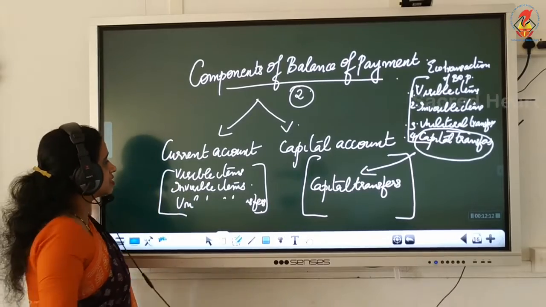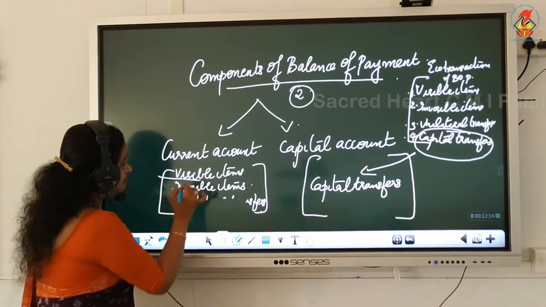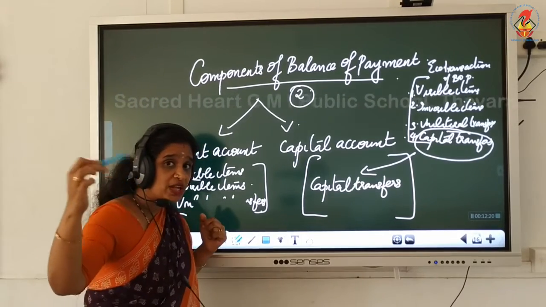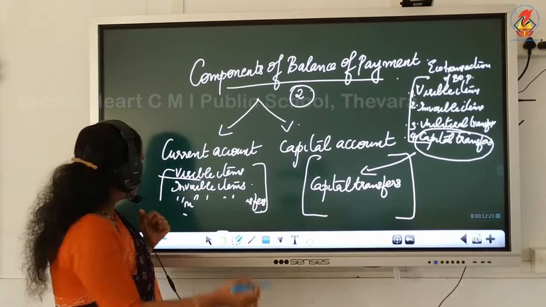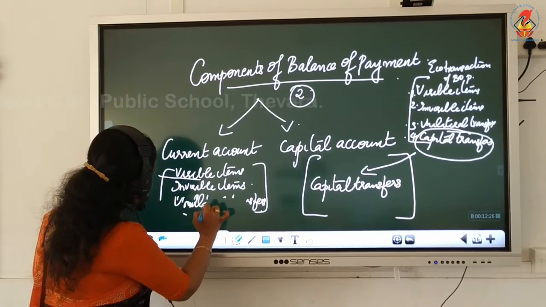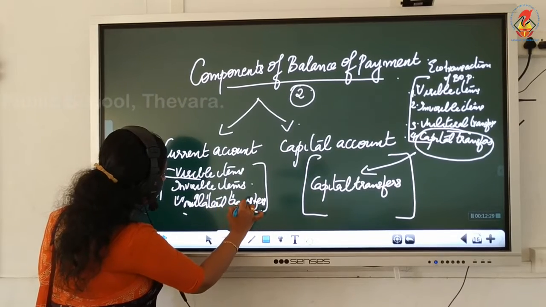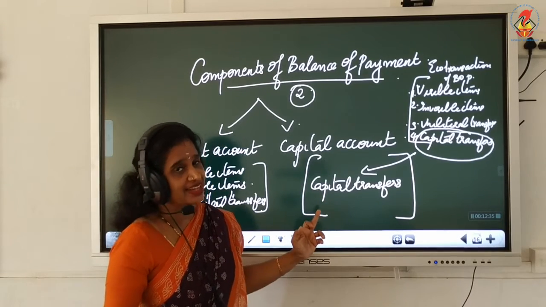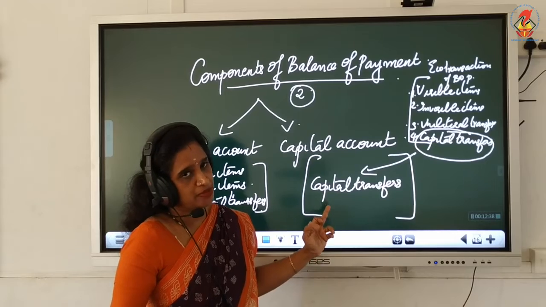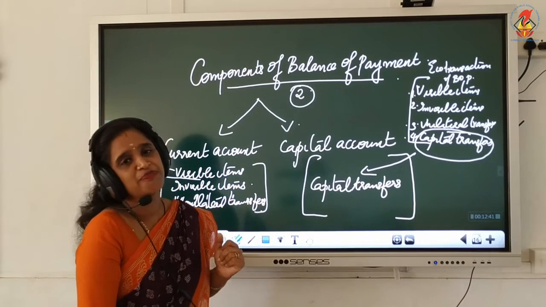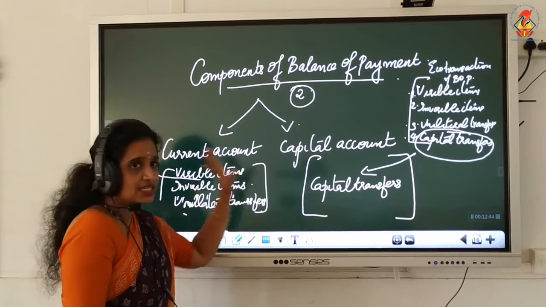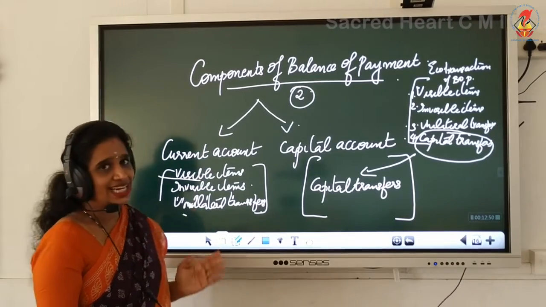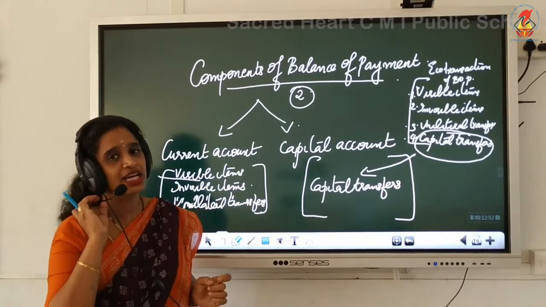So when we speak about this, what should be in your mind? Export and import of visible items. It is very important. Again, export and import of invisible items. Again, receipts and payments of unilateral transfers. Again here, capital receipts and capital payments. This is what you have to remember when you write about the components of balance of payment. So these are the two main components of balance of payment. Now we will go into a detailed discussion of the components of current account.